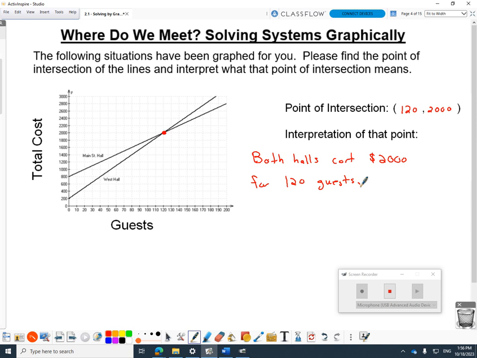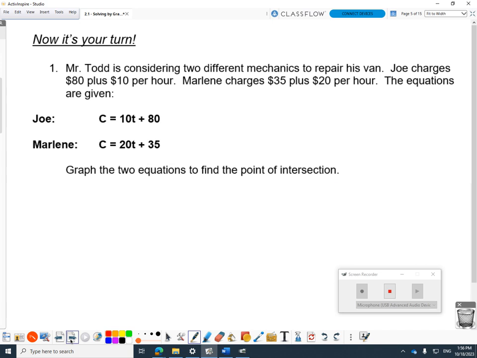We have 3 pages to do together. And then you have a worksheet to do that's got a few examples. Okay. Here's the big example, the big example of the day. This one's different because you don't have the graph.